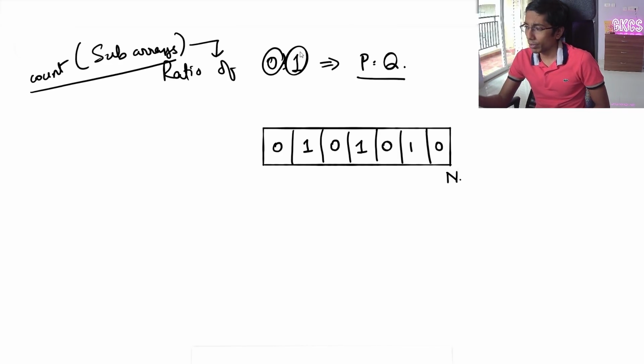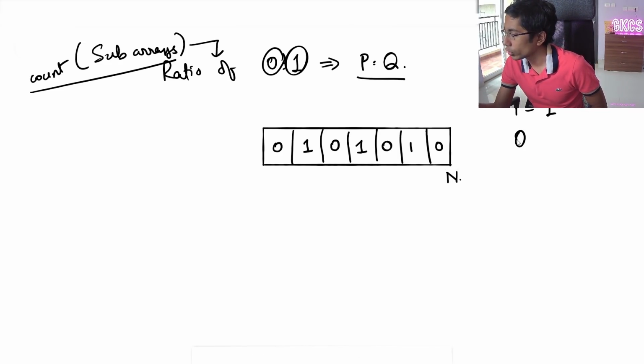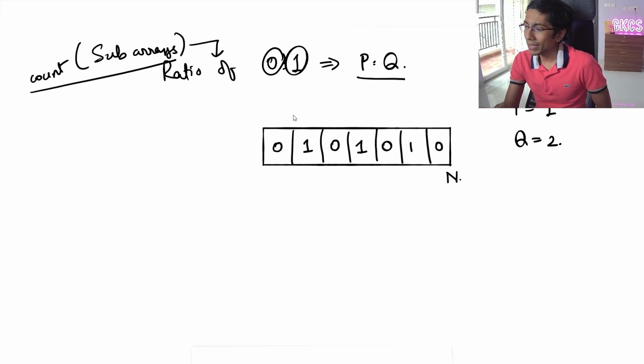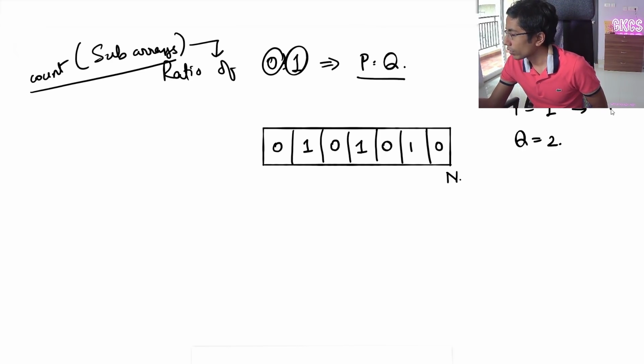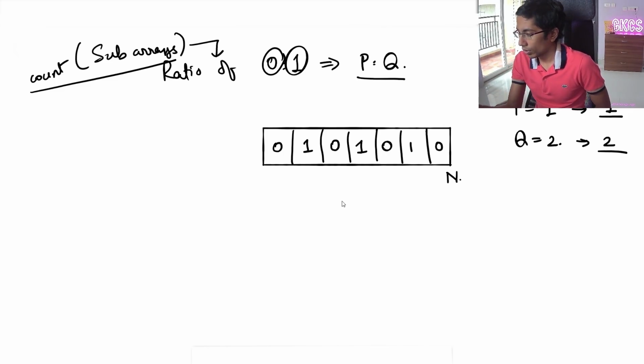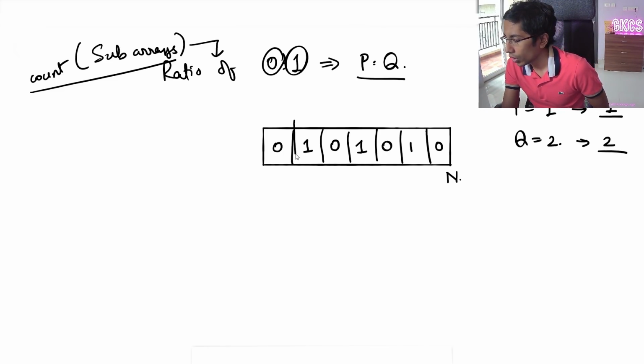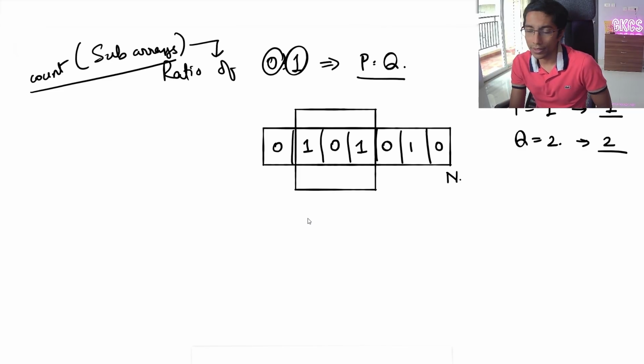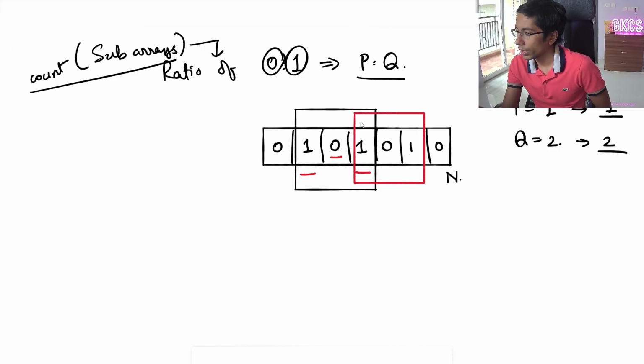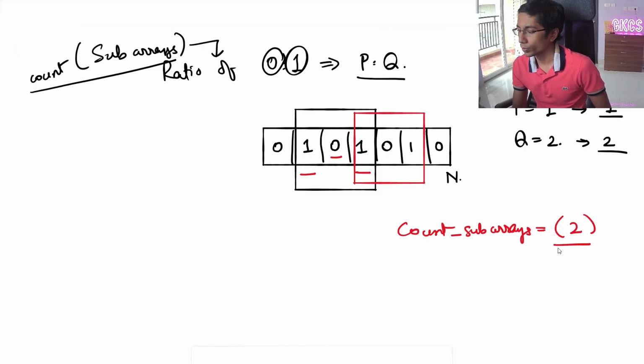Alright, so for example, if I take P equal to 1 and Q equal to 2, that means that for every 0 that I have, I should have 2 1s. So taking an example here, this is one valid subarray, because you have 2 1s and just 1 0. Similarly, this is a valid subarray. So the count for the given input is 2.